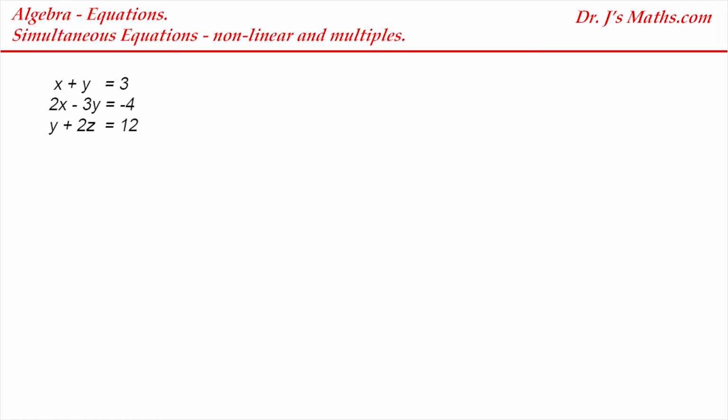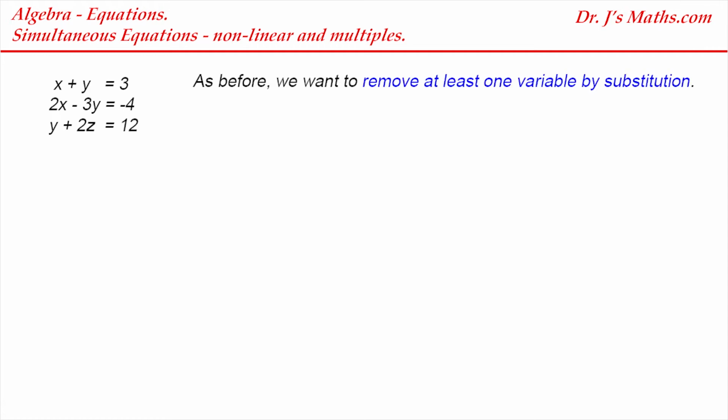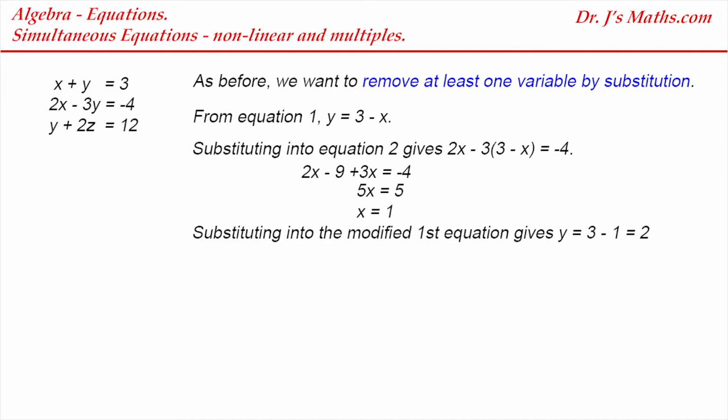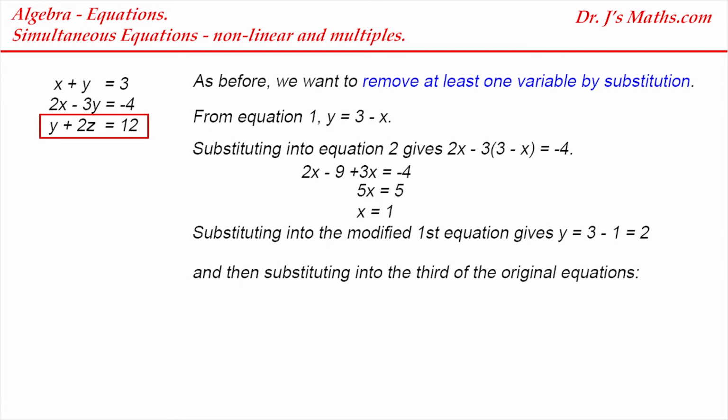So we'll look at that set of three equations, and as before we want to remove at least one variable by substitution. Well, from equation 1 we can write y equals 3 minus x, and then substitute that into equation 2, which gives us 2x minus 3 times (3 minus x) equals minus 4. Tidy it up, we get 5x equals 5, x equals 1. Substitute into the modified first equation gives us y equals 3 minus 1, which is 2.